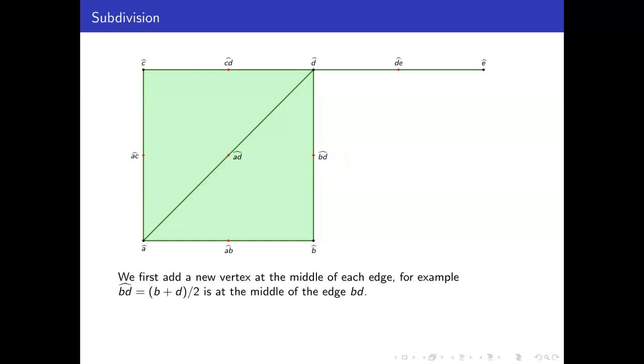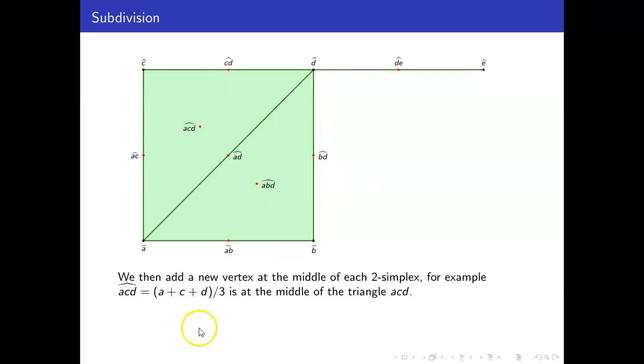So in order to subdivide it, the first thing that we do is to introduce a new vertex in the middle of each edge. Here we've got an edge AC, and we put a point in the middle of that, so it's going to be called AC hat. Here we've got an edge from A to D, and we put a new point in the middle of there, that's going to be called AD hat. And so in terms of coordinates, of course, BD hat, for example, is just (B plus D) over 2.